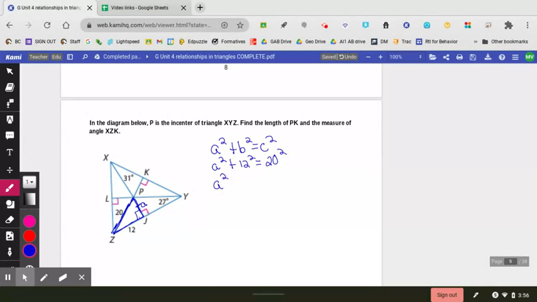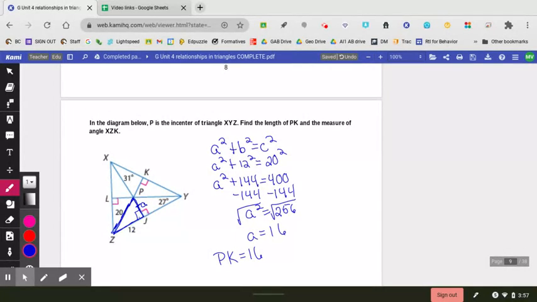So I solve that: A squared plus 144 equals 400. I subtract 144 from each side, and I get A squared equals 256. I then take the square root of both sides, and the square root of 256 is 16. So A equals 16, which is how long PK is, because PK, PJ, and PL are all equal.